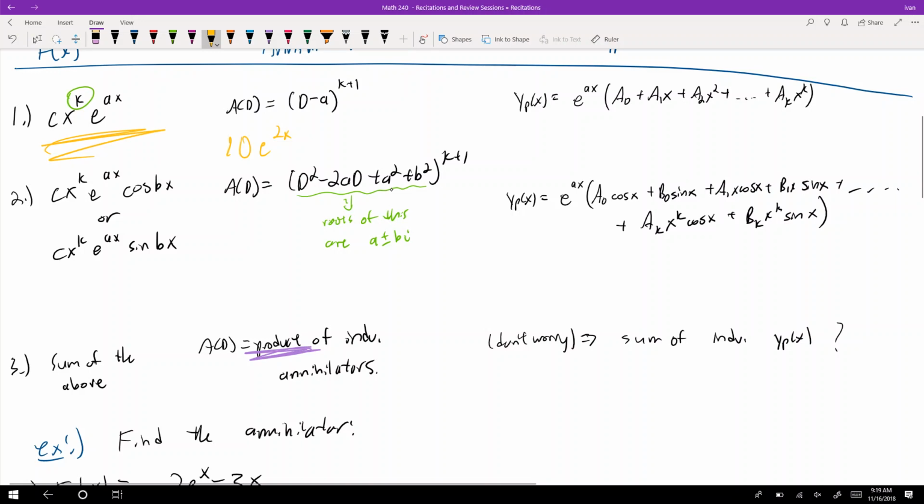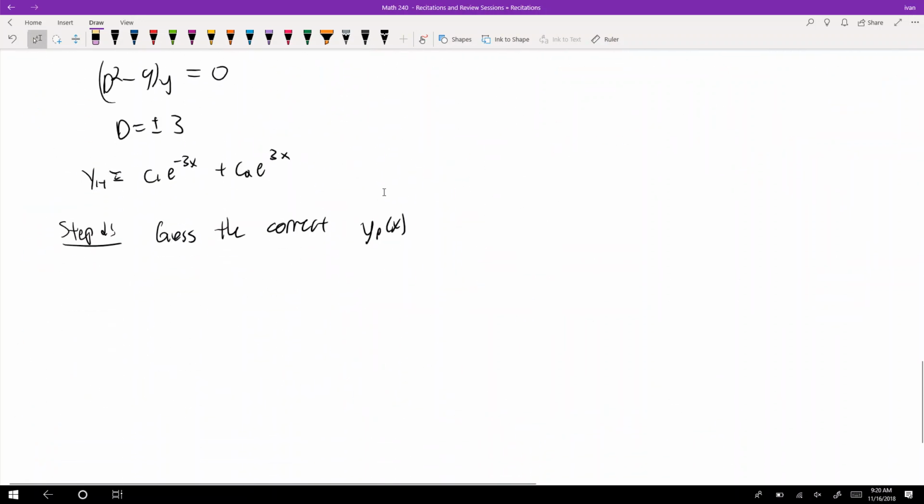So now we have to go over here and say, okay, k is 0 in 10 e to the 2x. So that means we only need the a naught term. Then a is 2, and that's it. So it looks like my guess will be a naught e to the 2x. So I go down: yp of x is equal to a naught e to the 2x.